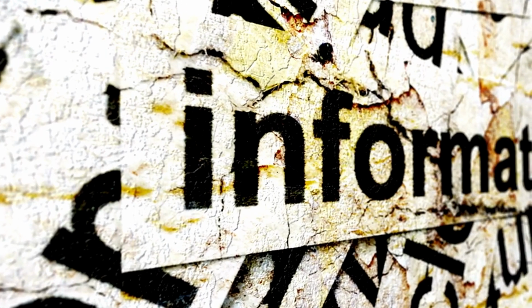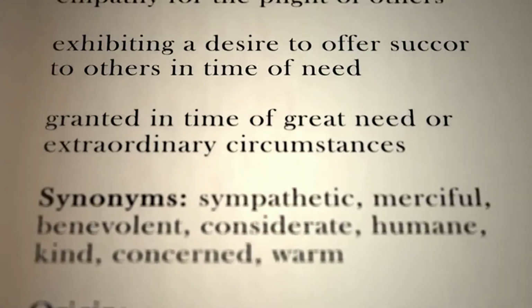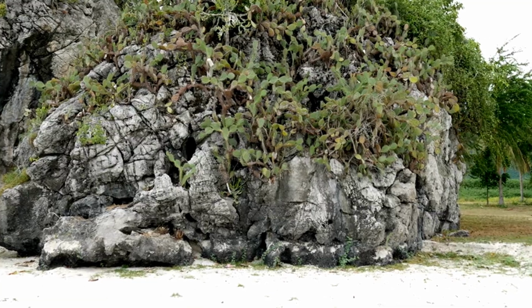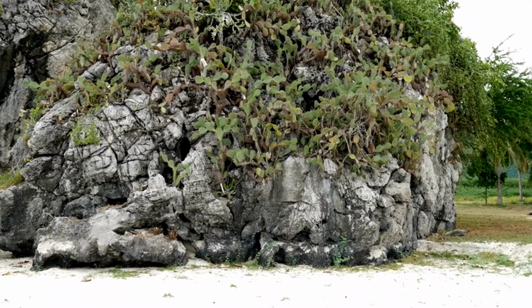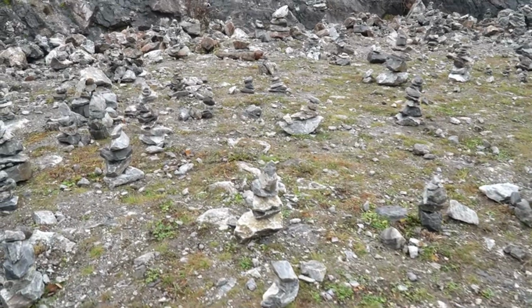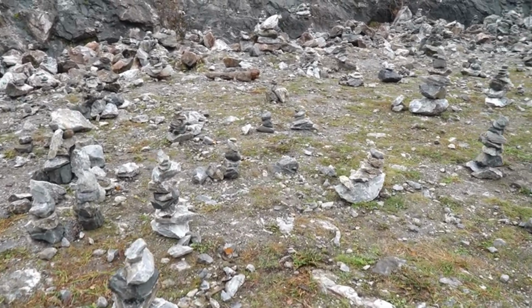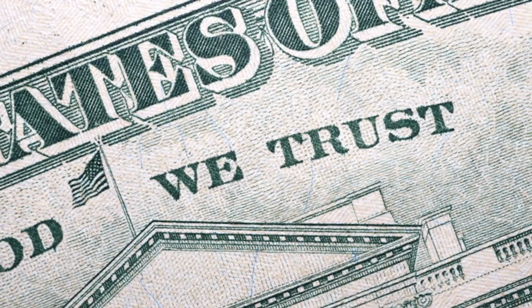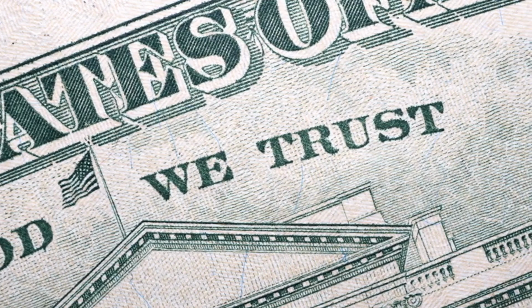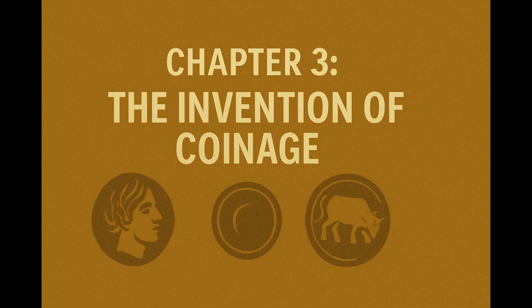Some forms were durable, others were more symbolic. In the Pacific Islands, the Yap people used giant limestone discs as currency, too large to carry. These stones stayed in place and ownership was transferred through verbal agreement. These early forms of money were about trust and tradition as much as material value, and they laid the foundation for what came next. Chapter 3: The invention of coinage.